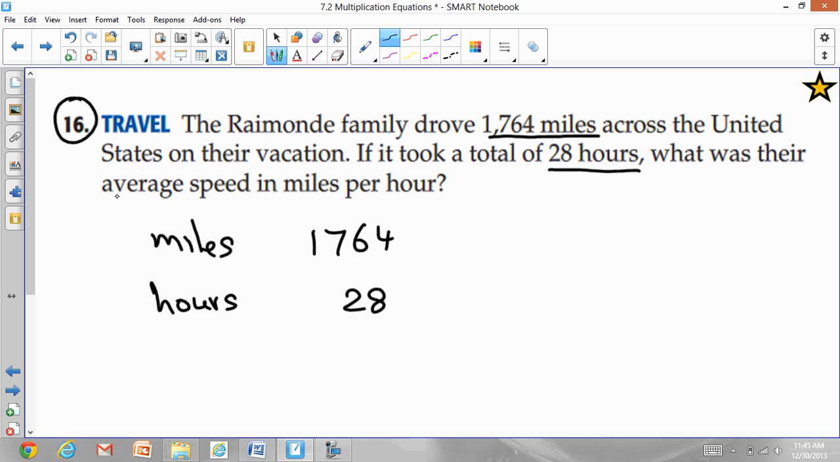So what was the average speed in miles per hour? So this is the most important one. Miles per hour. Per hour means 1. Per means 1. So miles traveled in 1 hour is what they're asking. So in 1 hour, they're asking how many miles can you go? So you have three of them, the last one is missing.